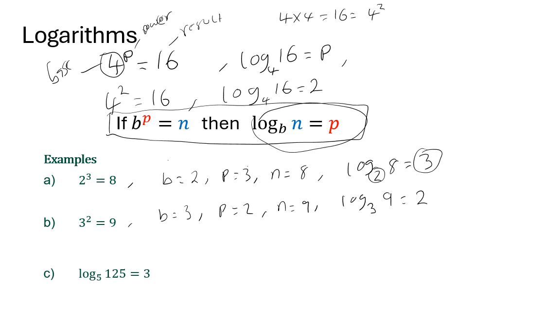Another example, here we have the log form, and we want to convert it to the exponent form, the indices.